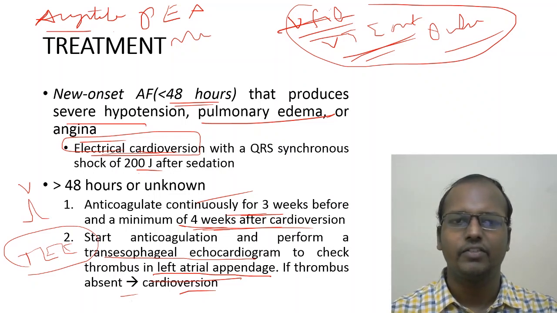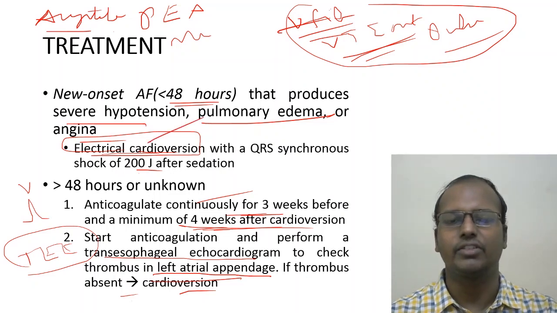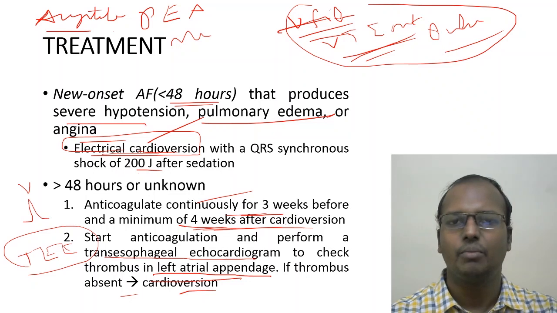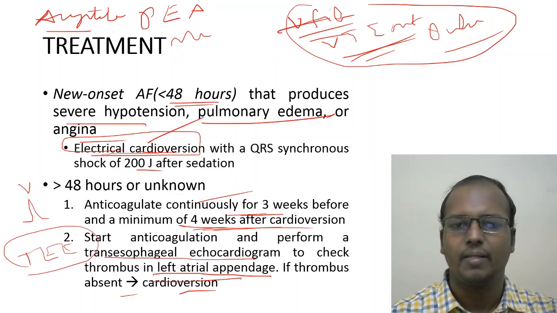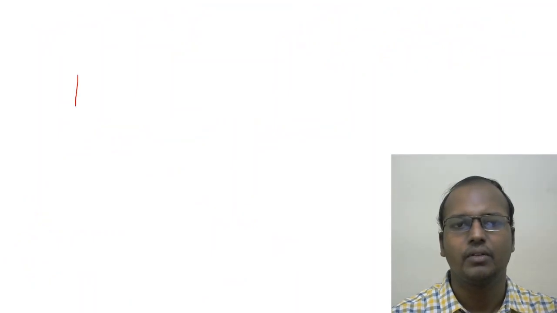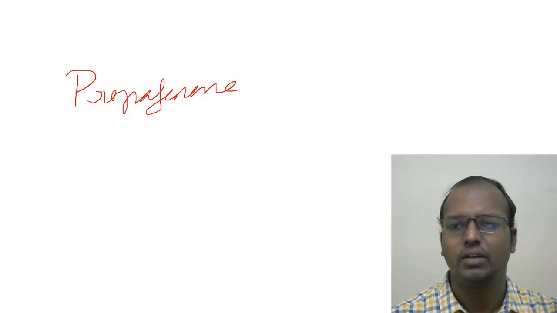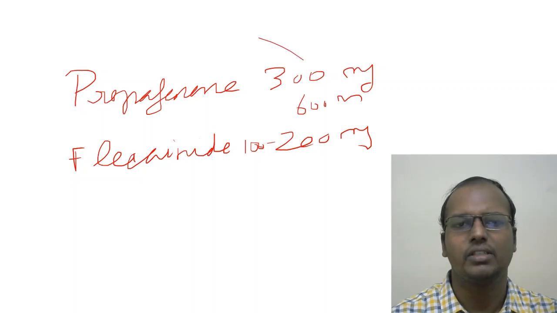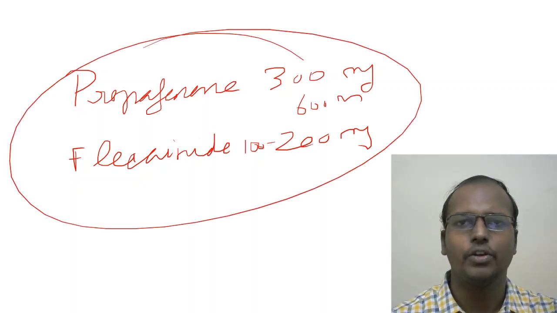Okay, what are the drugs which are available for cardioversion? This is called electrical cardioversion, whereas what is chemical cardioversion? This is your drugs. So the most common drugs are propafenone and flecainide. These are the two antiarrhythmics, propafenone and flecainide. Propafenone 300 milligram, flecainide 100 to 200 milligram, with 300 to 600 milligram maximum. So this is the dose for your pharmacological cardioversion.